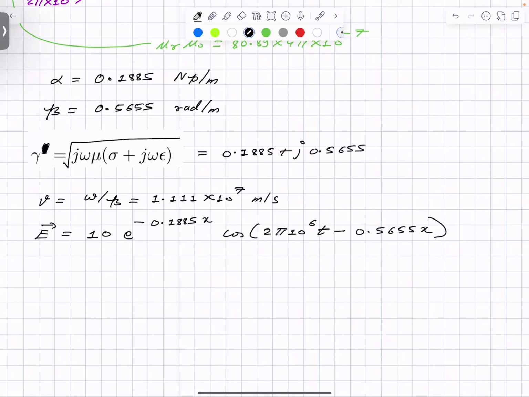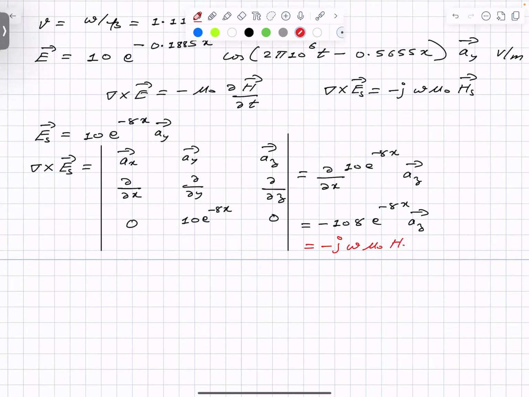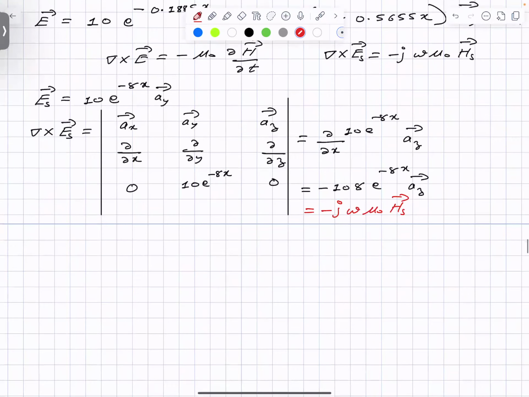Right? And now from Maxwell's equation, we know that this has to be equal to negative j omega mu naught HS. So that means to get HS, what we have to do is take 10 gamma e to the minus gamma x az, and then instead of integrating, we're just dividing by j omega and also mu naught.